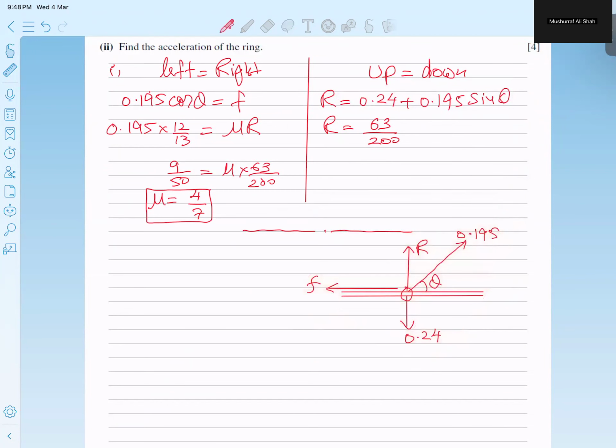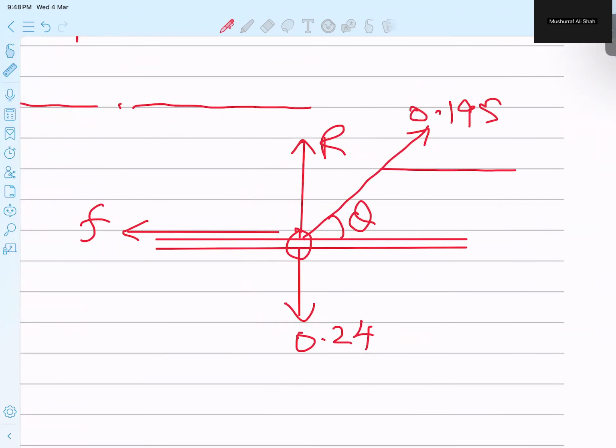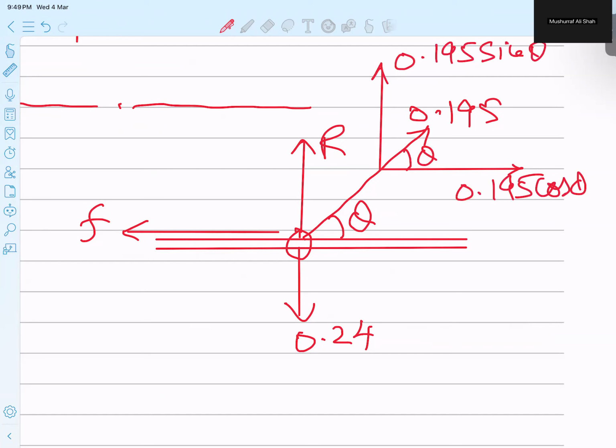Okay, now check it, students. If I zoom, you can understand very well. It has two components, one acting parallel to the x-axis and one parallel to the y-axis. Okay, and this is theta. So with theta, 0.195 cos theta and 0.195 sine theta. But make sure its motion is rightwards. How do I know? Because it's saying it is moving. So motion is to the right side.